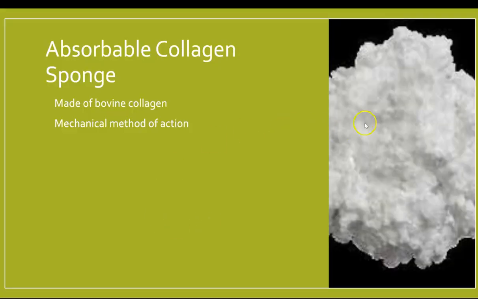We have absorbable collagen sponges. These are usually made out of bovine collagen. Once again, this is a mechanical method of action. We put this on the wound, and this provides a matrix for those platelets to grab onto and start forming the clot.